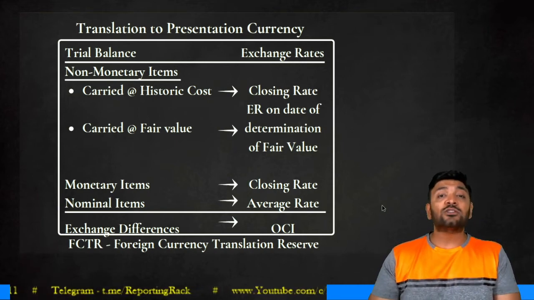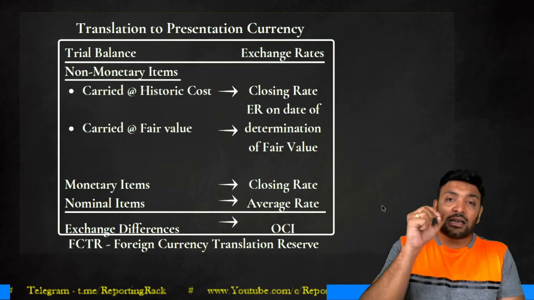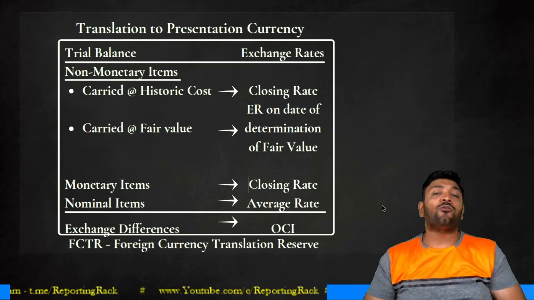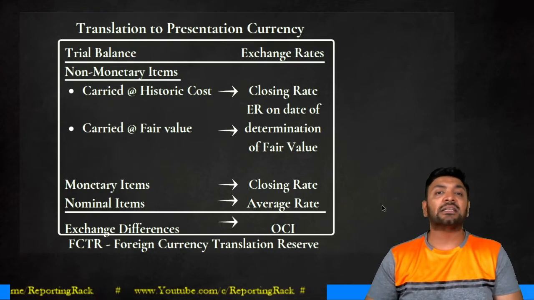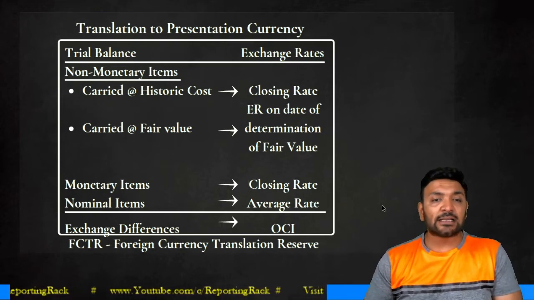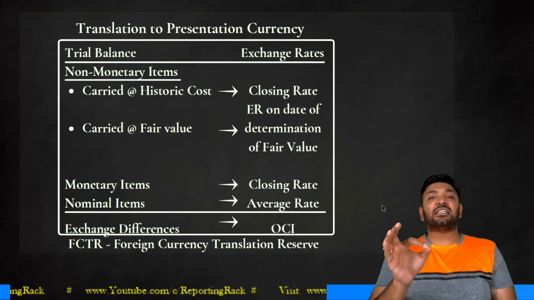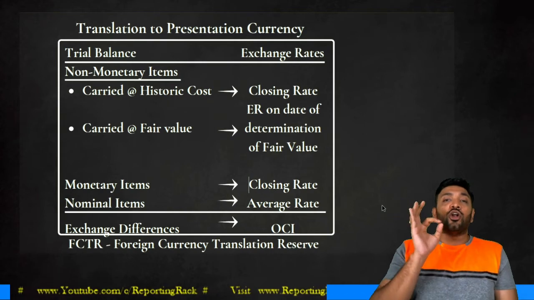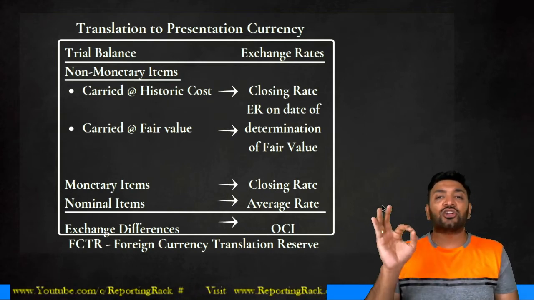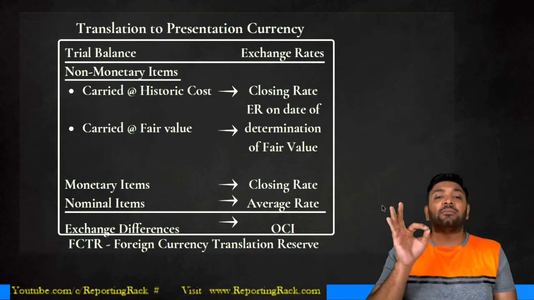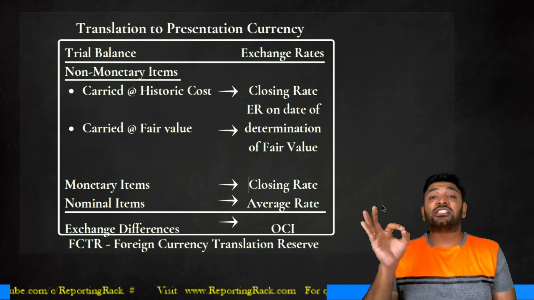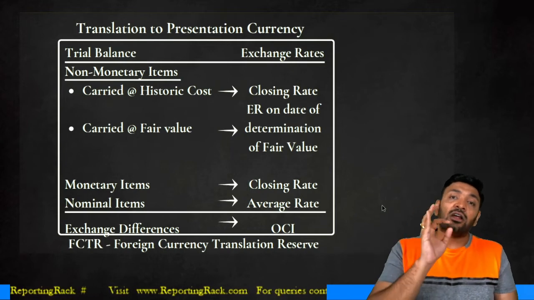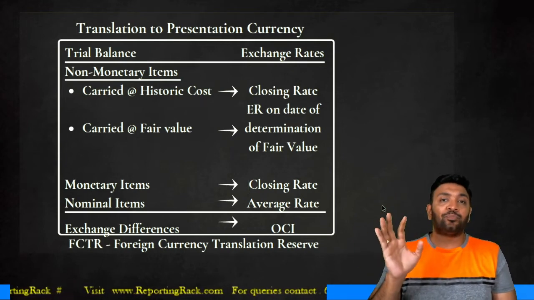In such case, what happens? Whatever trial balance you already drafted in functional currency, such trial balance should be translated into presentation currency. What are the exchange rates applicable? The same exchange rates which you applied as far as your foreign operation is concerned. Non-monetary items carried at historic cost using closing rate. Non-monetary items carried at fair value using exchange rate on determination of fair value. Monetary items using closing rate. Nominal items using average rate.